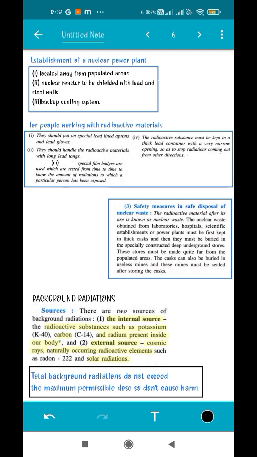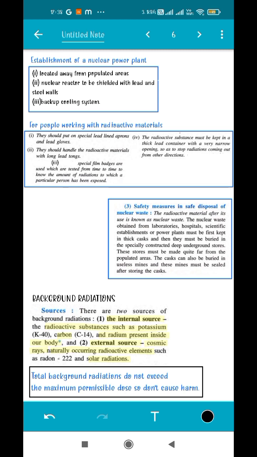Also, certain badges are worn by these people which give an estimate of what amount of radiation they are facing. And also, these people are not allowed to work in radioactive power plants throughout their life. There are only a certain number of years for which they will work, so that they are exposed to the least radioactivity. Also, whatever radioactive materials are being used, after usage they should be kept properly in a lead container so that radiations do not come out of it.